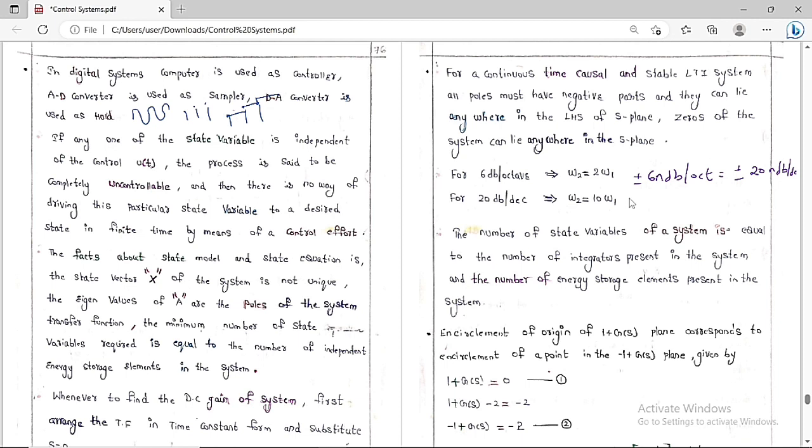Therefore, we can say plus or minus 6n decibels per octave is always equal to plus or minus 20n decibels per decade. So what I told you: for 6 decibels per octave, omega 2 is equal to 2 times omega 1. For 20 decibels per decade, omega 2 is equal to 10 times omega 1. This you always have to keep in your mind.